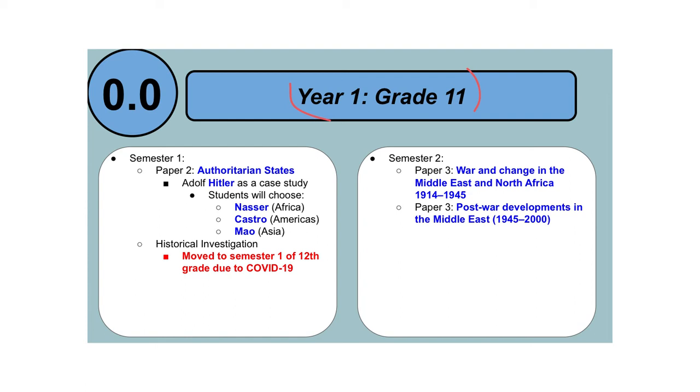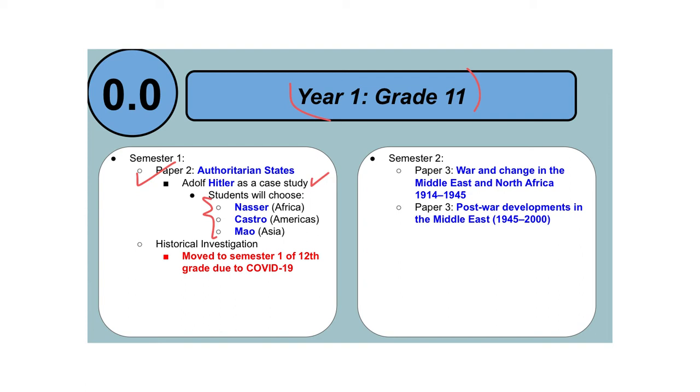So in the first semester, the IB content that you covered was authoritarian states, where all of us did Adolf Hitler as a case study, both in Henson's class and in mine. And then you all got to choose which one of these 3 individuals, Nasser, Castro, or Mao, you wanted to compare and contrast your authoritarian leader to.